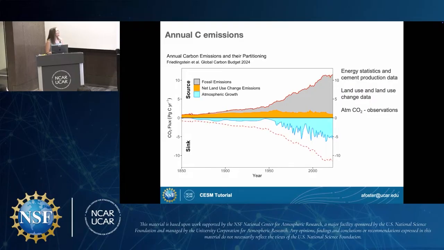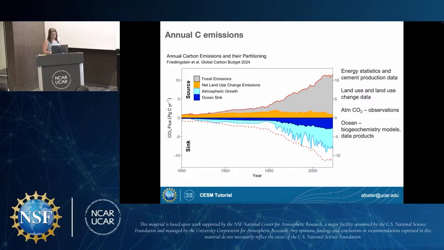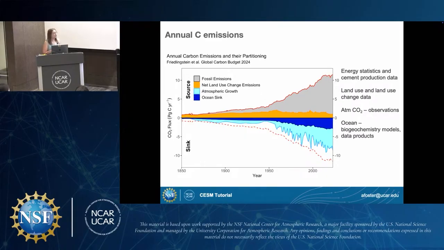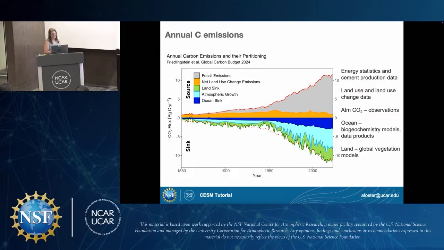And then we can think about where all these emissions are going. This dotted line is sort of the negative of the top red line, which is the total emissions. A lot of it's going into the atmosphere, about 40%. That's what's getting us that 420 ppm about now. And this is measured directly. About a quarter of it is going into the oceans. That's measured through biogeochemistry models and some data products. Okay, where's the rest of it going? The land, right. So 30% of it is going into the land. This is the land sink, and this is based on global land vegetation models.